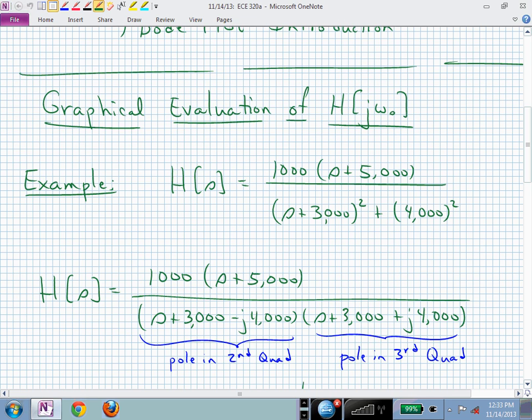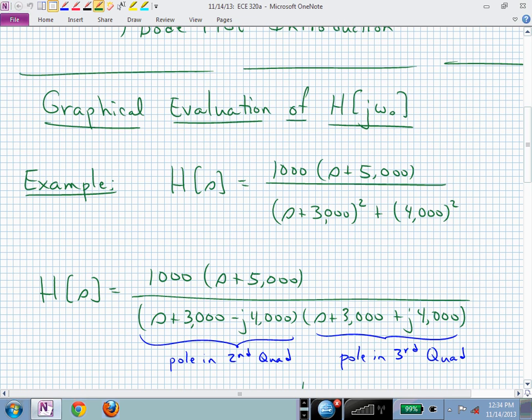I've written then in the second equation on the screen the denominator factored into its complex pole factors. We have poles at minus 3,000 plus and minus j 4,000, and I'm trying to emphasize which of those factors are in the second quadrant and which one is in the third quadrant. That's important for understanding distances and angles that occur when we're evaluating H of j omega naught graphically. So that's what we want to do. We want to step through this a little bit more carefully.